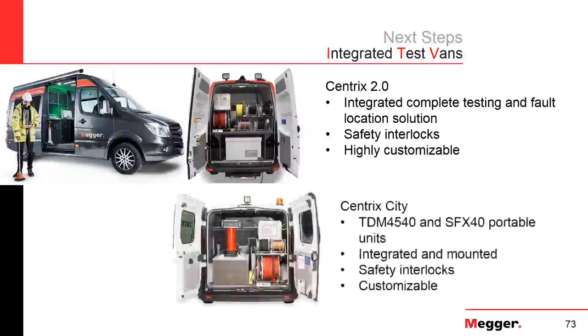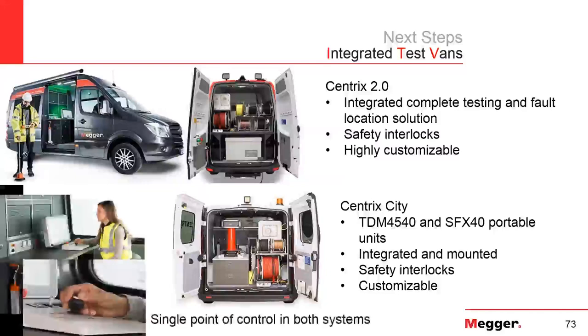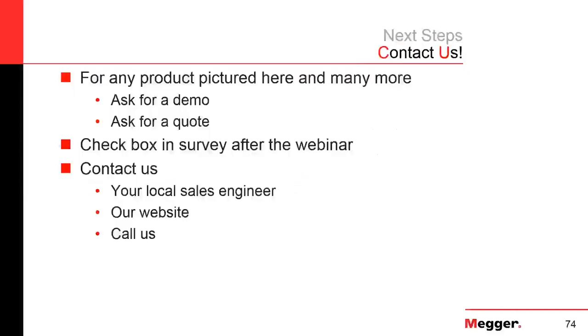And if that's not enough, we have our integrated test van system, something like our Centrix 2.0 here, completely integrated, lots of safety interlocks, highly customizable. Something like our Centrix City here, which takes the TDM 45 and the SFX 40 from the previous slide, puts them together in a van, adds some safety interlocks, integrates everything together, and both of these systems come back to a single point of control, just like shown here. One joystick controls the entire unit.